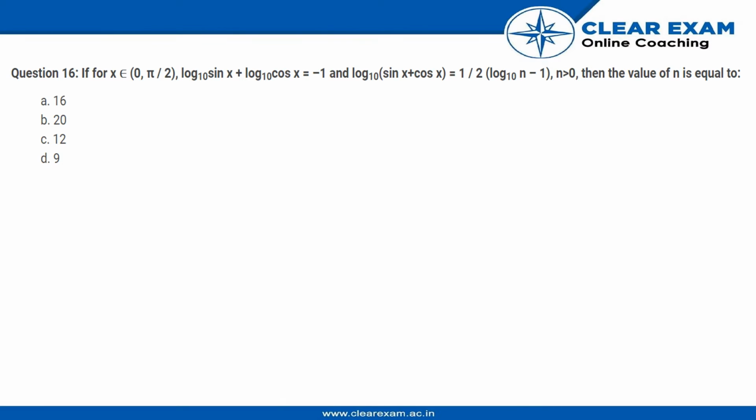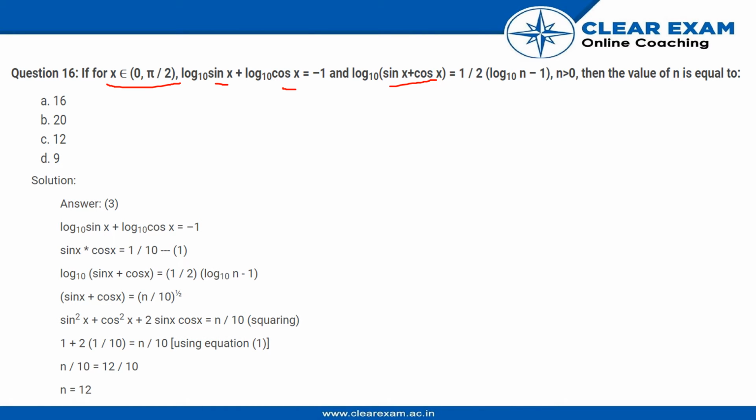You know that x belongs to (0, π/2). So that means sin x and cos x are both greater than 0, because sin x and cos x both have positive values in this domain. So we just simplify this using logarithm rules: log₁₀ sin x + log₁₀ cos x = -1.